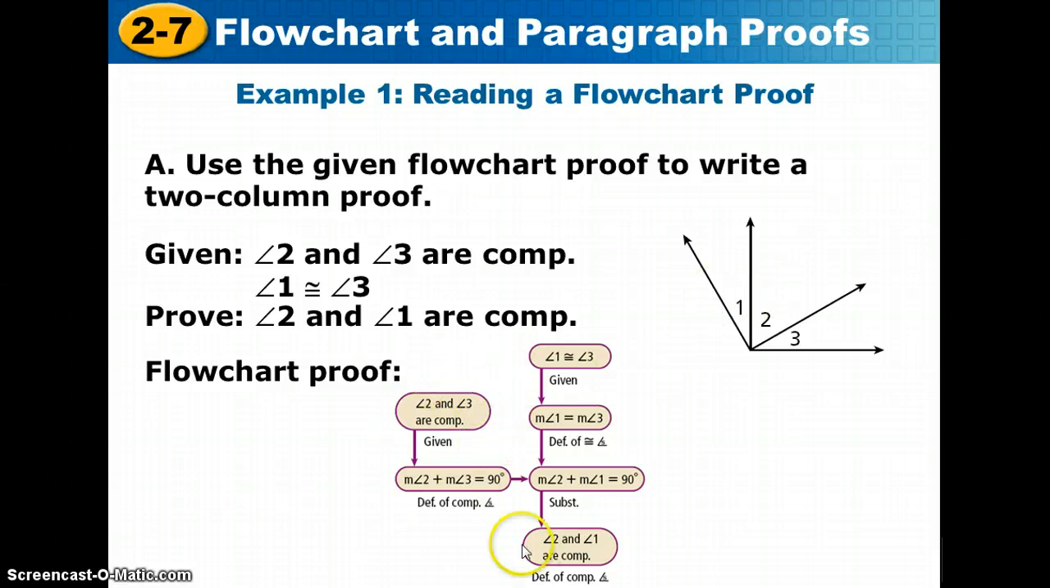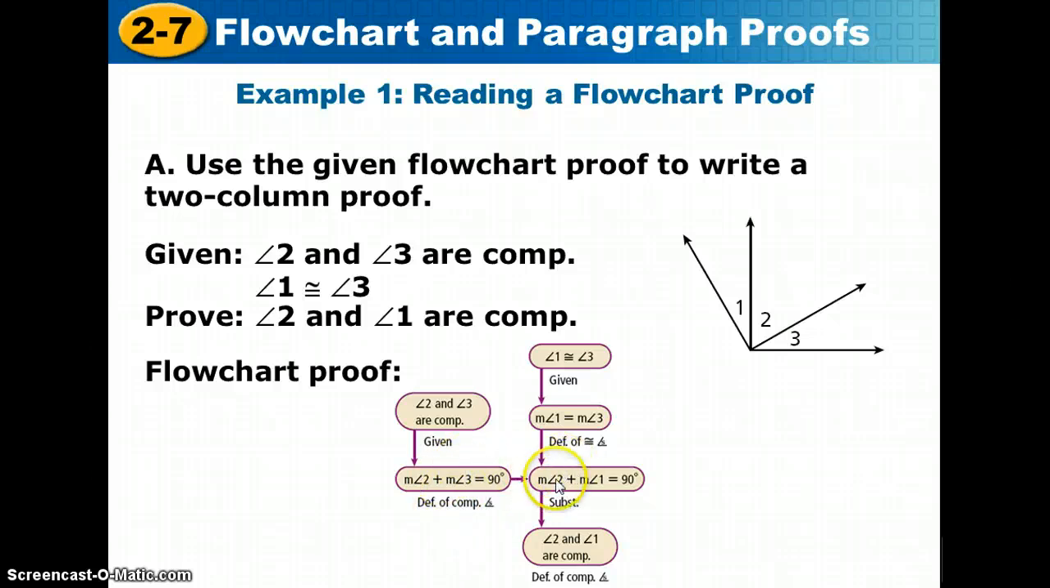So let's take a look at how this is organized. You're told angle 2 and angle 3 are complementary. That's given. The other given represents a different branch. These are not necessarily related, so they separate the givens in two different branches of the flowchart proof. Starting with the first given, that tells you something else. The measure of angle 2 plus the measure of angle 3 equals 90 degrees by definition of complementary angles.